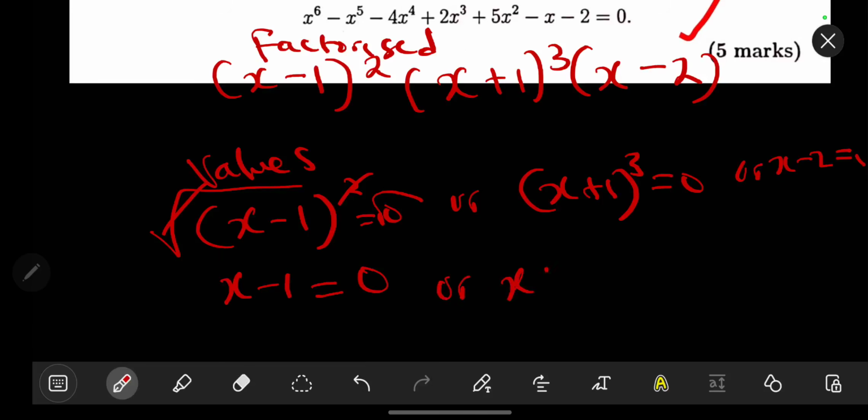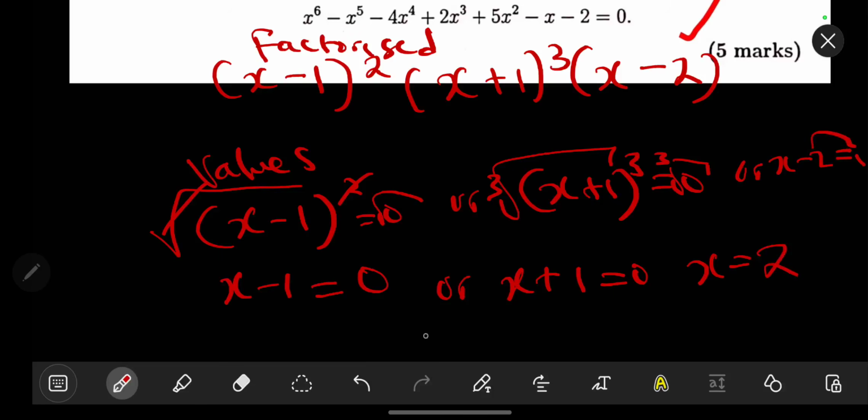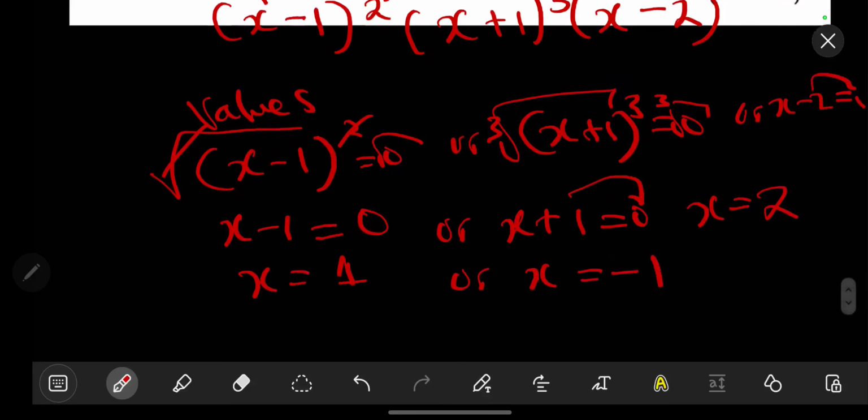Or we are going to have x + 1. If we find the cube root on both sides, we are going to have x + 1 = 0. Or we can have x = -2, because when it's taken to that side it will be equal to positive 2. Here it will be equal to positive 1, or here a negative 1. So these are the values if they want us to solve, just as required. Let's move on to our next question.